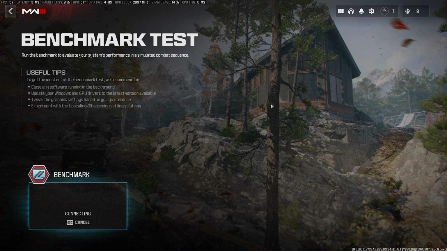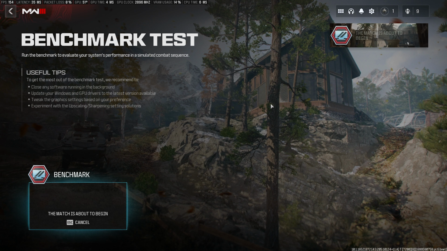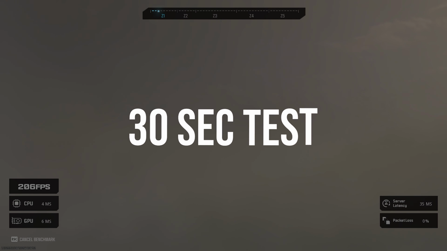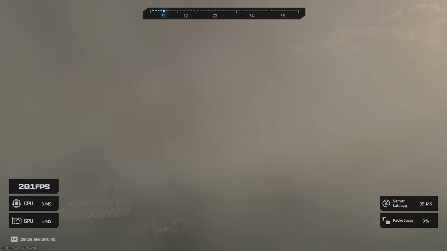So for the benchmark, I like the way that Call of Duty did the benchmark this year. It's absolutely amazing. 10 out of 10 work from the devs. They definitely deserve credit this year. They absolutely made it amazing for tweakers. But you'll see that it's going to run like 20 to 30 second tests of your PC. Now what you're looking at here is the bottom left.